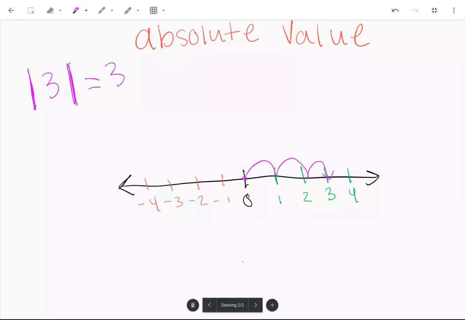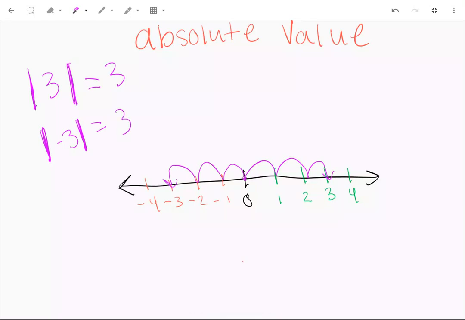So if I'm trying to find the absolute value of -3, again, it's the same thing. So I want to know how many spaces or how far away am I from 0. So if I'm trying to get from 0 to -3, how far away am I? So 1, 2, 3. I've got -3. So I am 3 spaces away from 0.